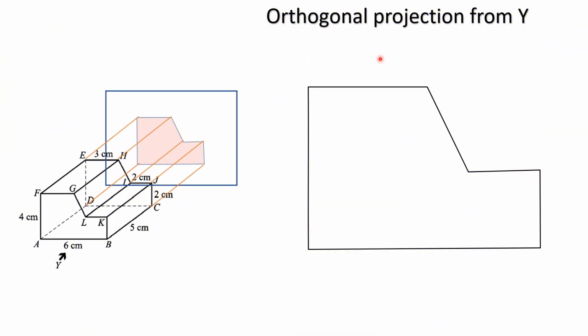Let's look at it. This is the orthogonal projection from Y. We are seeing from the front view, so you just read from front to back and put it here. What is the measurement label first? You just put 6 and then 4. The label here is 3. How can you say it is 3? Because here it is the same, so this is 3 and then this is 2.